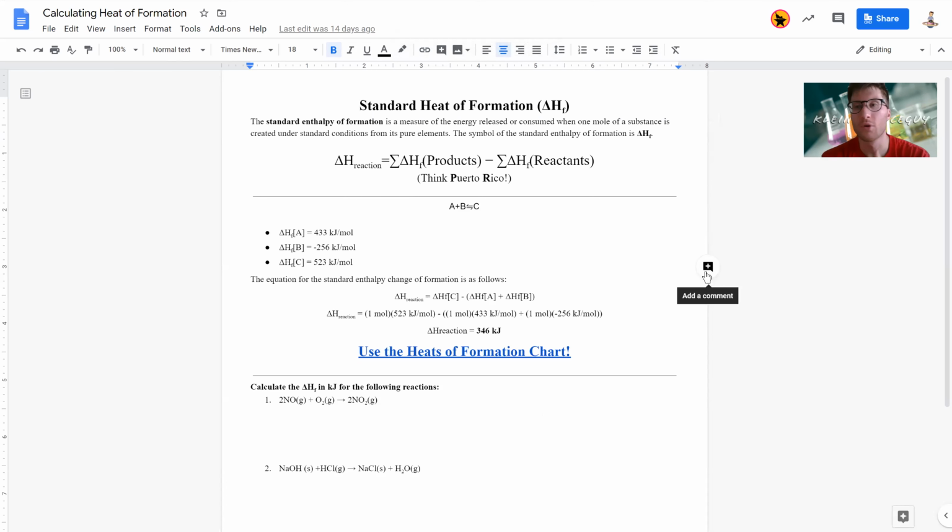So we're looking at values that are going to be given to us, similar to what we did in bond energy, except now these values are different. These don't represent the energy within the bonds. These represent the energy that it took to create the entire molecule.